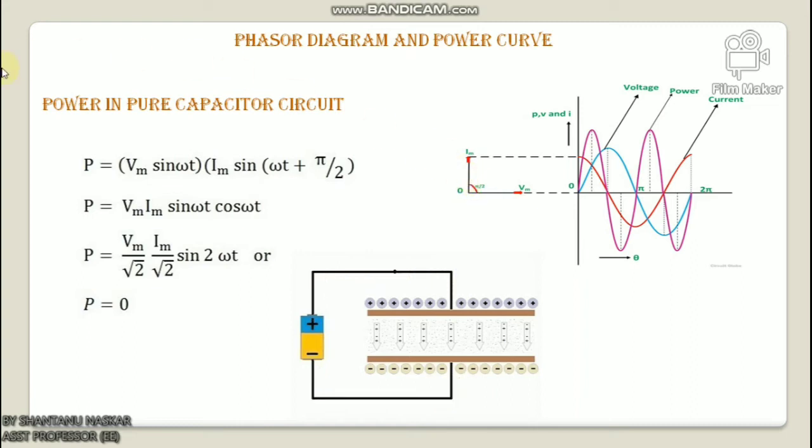Okay. Now what is the power in a pure capacitive circuit? We know that instantaneous power is given by the equation P equals Vi for all resistor, capacitor and inductor. So we can write P equals Vm sin omega t, Im sin (omega t plus pi by 2), and we can write P equals Vm Im sin omega t cos omega t. Also, P equals Vm by root 2, Im by root 2, sin 2 omega t, or P equals 0. Hence, from the above equation, it is clear that the average power in the capacitive circuit is 0.